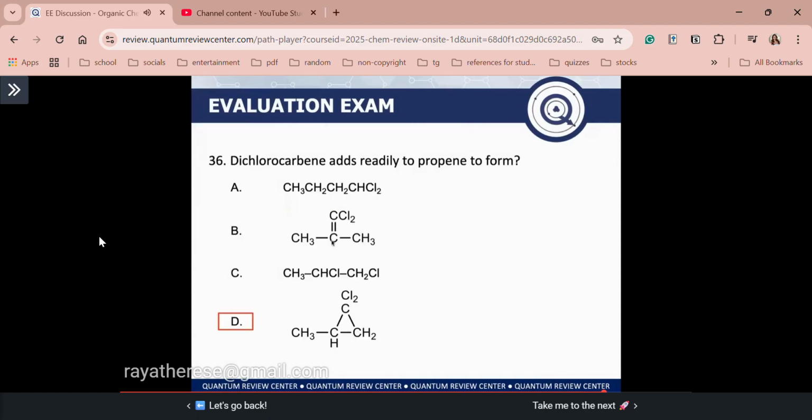Okay, on number 36. Dichlorocarbene adds readily to propene to form, class, again, a carbene. So this is cyclopropanation, or the Simmons-Smith reaction. Again, very straightforward, an easy question. So the product will be a dihalocyclopropane, particularly dichlorocyclopropane, choice D.